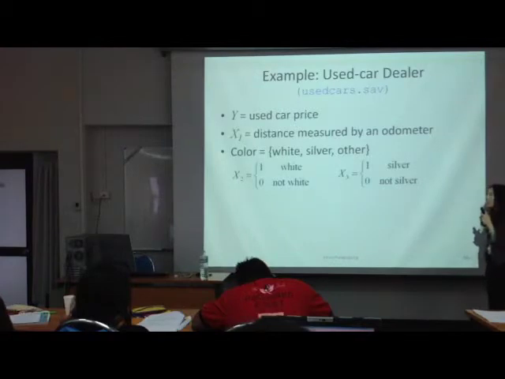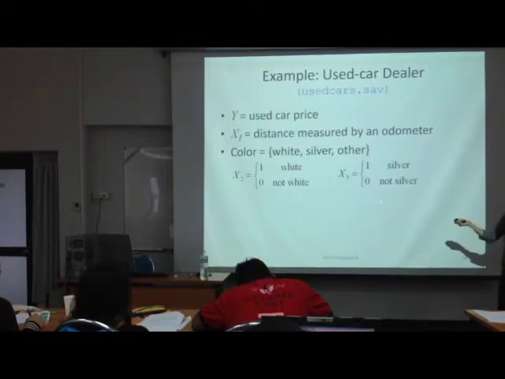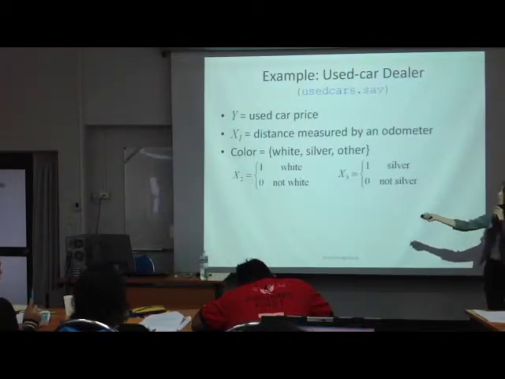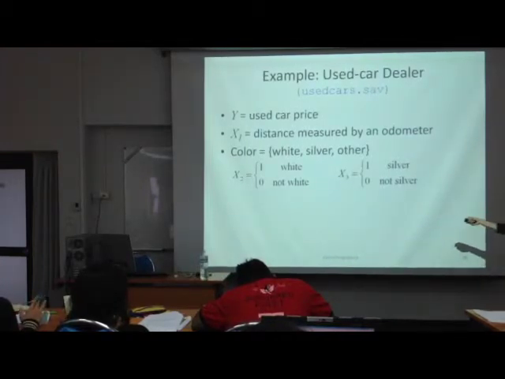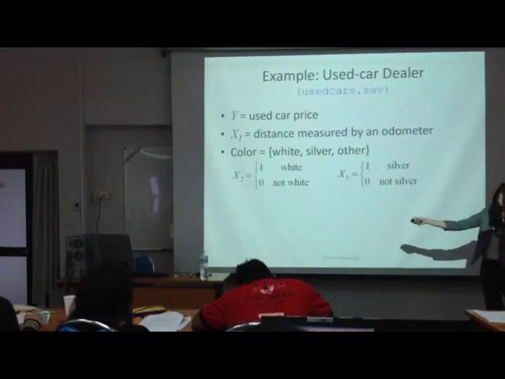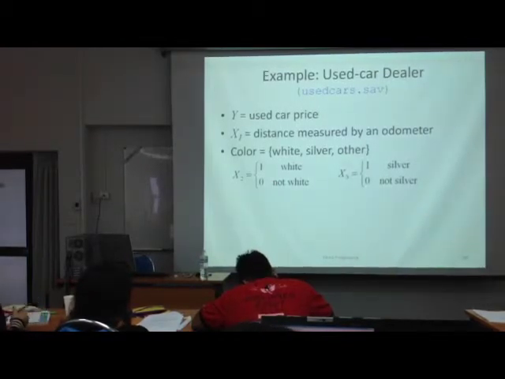That means that if we have a white car, then x2 is 1 and x3 is 0. And for a silver car, we have x2 equal to 0 and x3 equal to 1. And for other, we have x2 equal to 0 and also x3 equal to 0. Okay, so we can distinguish all three classes.